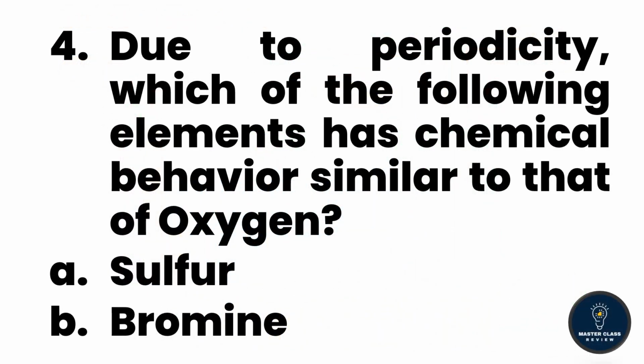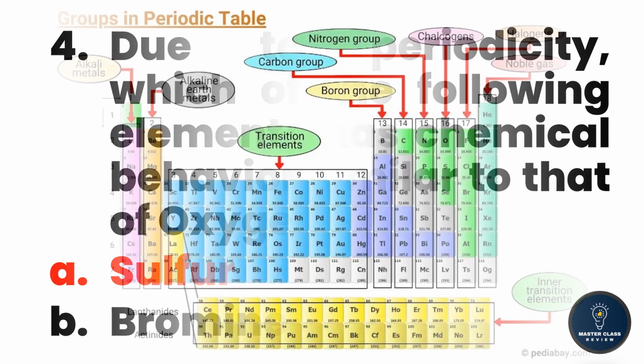Due to periodicity, which of the following elements has chemical behavior similar to that of oxygen? You're correct. Sulfur. Just remember, if two elements are in the same group or family, then they are likely to be similar in chemical behavior. Oxygen is chalcogen, same with sulfur.